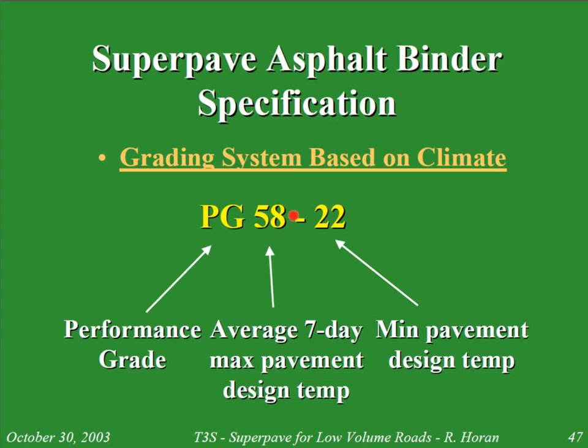And the second number is this number here, negative 22 degrees C. Okay, so this is the minimum design pavement temperature. Okay, so the first number is the maximum design pavement temperature in degrees C. The second number, including that negative sign, is the minimum pavement temperature. And PG stands for performance grade.